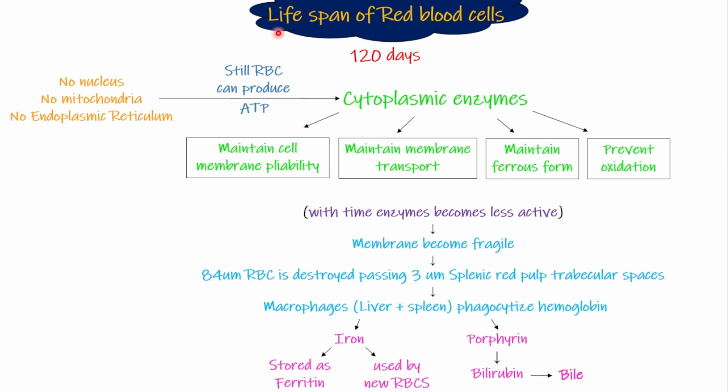So this is regarding the topic lifespan of RBCs. The RBCs have 120 days of lifespan. And why do they die after 120 days? Because the cytoplasmic enzymes which maintain all these functions become less active and the cell is finally destroyed.